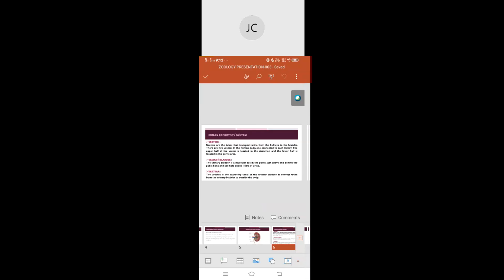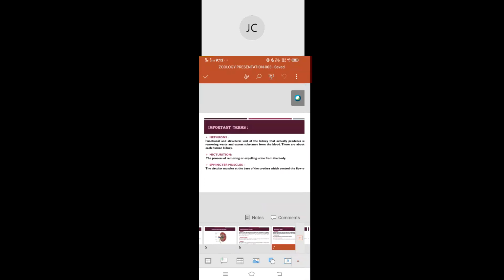Ureters. Ureters are the tubes that transport urine from the kidney to the urinary bladder. There are two ureters, one connected to each kidney. The upper half of the ureter is in the abdomen, and the lower half is located in the pelvic area. Urinary bladder is a muscular sac in the pelvis, just above and behind the pubic bone, which can hold 1 liter of urine. Ultimately, it's a bag. Urethra is the exterior canal of the body. It conveys urine from the urinary bladder to the outside of the body.